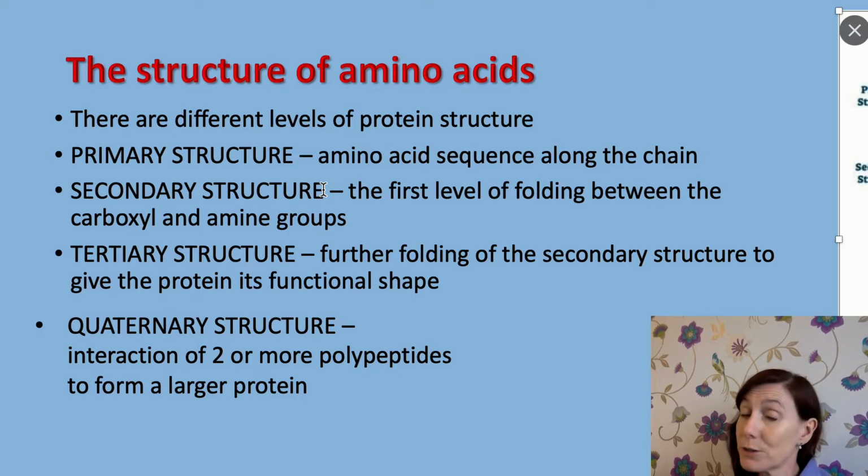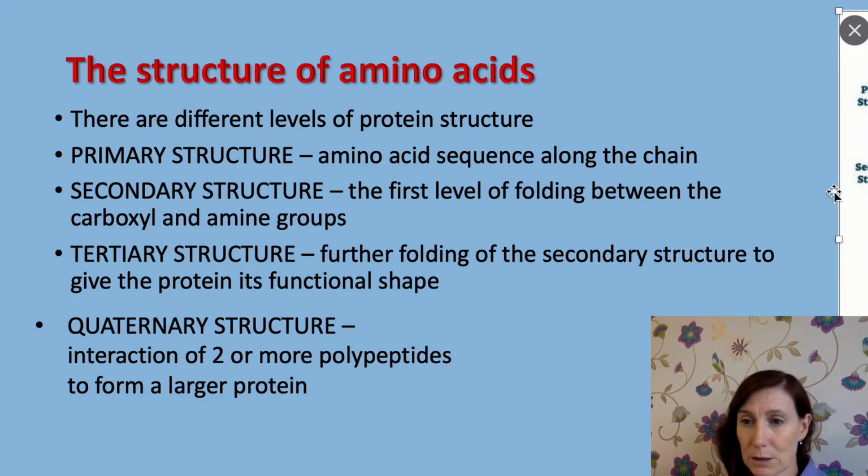The final level, so we don't have necessarily the tertiary and quaternary structure in every single protein. It will depend on the protein that we're making, which we'll talk about in the next session. The final tier of structuring is the quaternary structure, and that's when you get different chains interacting with each other. Hemoglobin is an example of that. Hemoglobin is made of 4 polypeptide chains that interact with one another to form this very large protein.